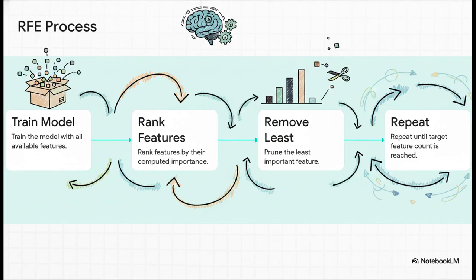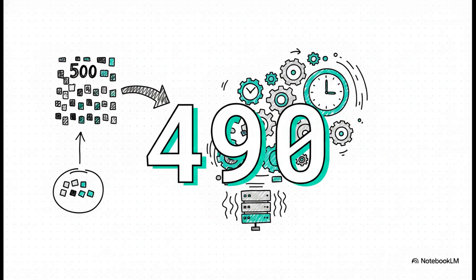You train again. Why? Well, because removing one feature actively changes the importance of all the remaining ones. Features interact. So this iterative pruning ends up being incredibly thorough. However, that thoroughness comes with a pretty staggering cost.